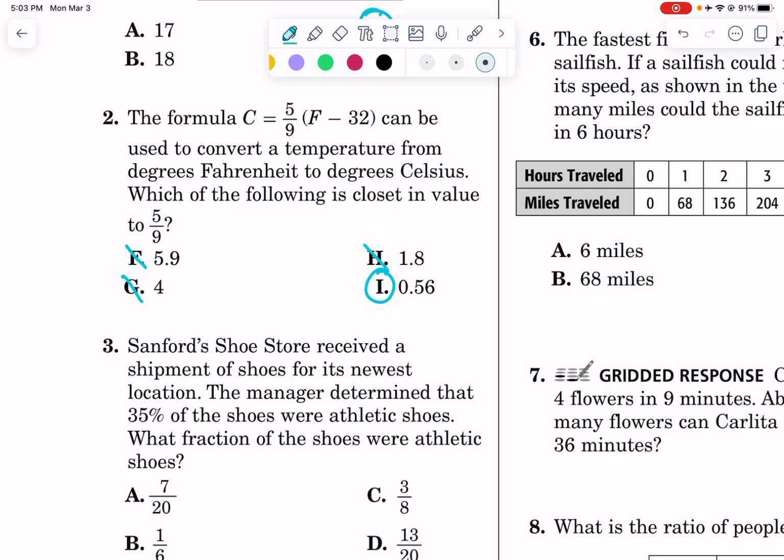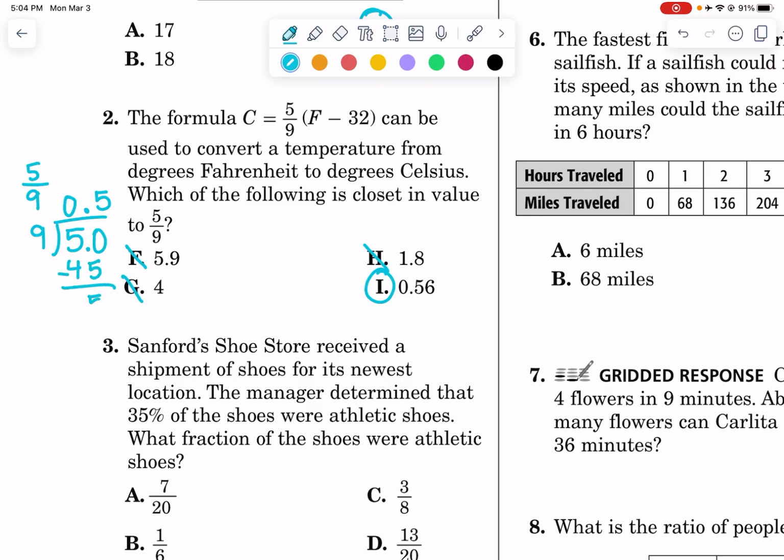If I didn't know that, I could also solve this by making 5/9 into a decimal. We know that every fraction is a division problem. So this says 5 divided by 9. We're going to put 5 in the box, and we're going to put 9 outside the box. How many times does 9 go into 5? Well, 0 times. We're going to add a decimal and a 0 after 5. Bring that decimal up. How many times does 9 go into 50? It goes in 5 times because 9 times 5 is 45.